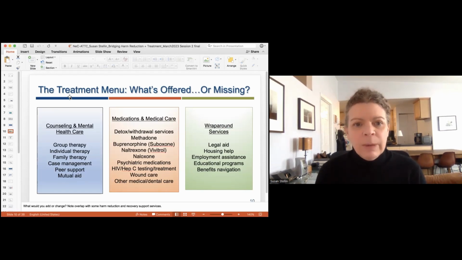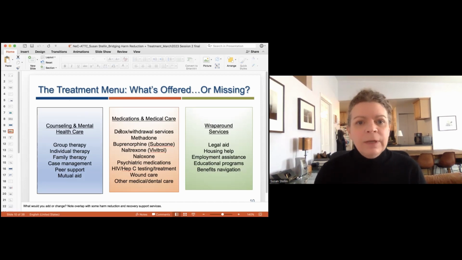But trying to think about it in these different categories, like what broadly would fall under counseling and mental health care, and you could arrange these in different ways. So thinking about group therapy, individual and family therapy, case management, peer support, mutual aid, all those personal connections, whether it's provided by clinicians or by mutual aid and peers, all falling under that broad counseling and mental health care. And then I see Joseph adding spiritual counseling. Yeah, that's a really important part, particularly for people who seek out and benefit from faith-based services and spirituality more broadly.